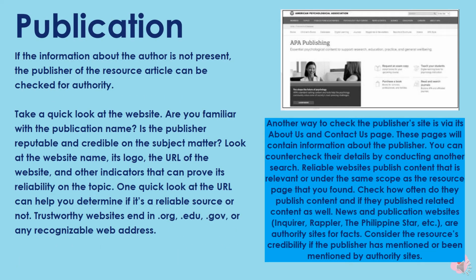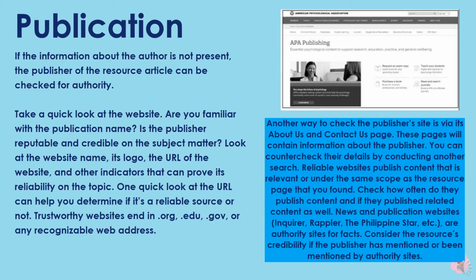Publication. If the information about the author is not present, the publisher of the resource article can be checked for authority. Take a quick look at the website. Are you familiar with the publication name? Is the publisher reputable and credible on the subject matter? Look at the website name, its logo, the URL of the website, and other indicators that can prove its reliability on the topic. One quick look at the URL can help you determine if it's a reliable source or not. Trustworthy websites end in .org, .edu, .gov, or any recognizable web address.